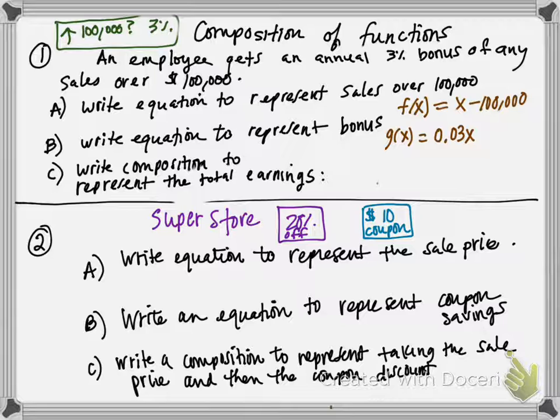If we want to write a composition to represent their total earnings, first we need to figure out what their overage is, right? For instance, it was 50,000 over for that one example. And after that, we're going to take 3% of that. So essentially we're starting with f of x, figuring out how much over they are of 100,000, and then plugging that into g of x, taking 3% of that. If I take f of x, which is this entire function, and plug it in right here, that would be 0.03 times x minus 100,000.